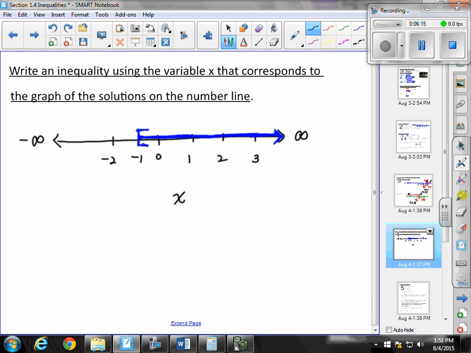So a couple of things that I'm going to look at. The direction that the shading goes in, it's going out this way. So these numbers are getting bigger and bigger and bigger. It means x is greater than -1. Is it greater than or equal to? Well, now I look at my square bracket, which tells me it should be greater than or equal to 1. So the inequality here, x is greater than or equal to 1. Look at the shading and look at whether it has a bracket or a parenthesis.